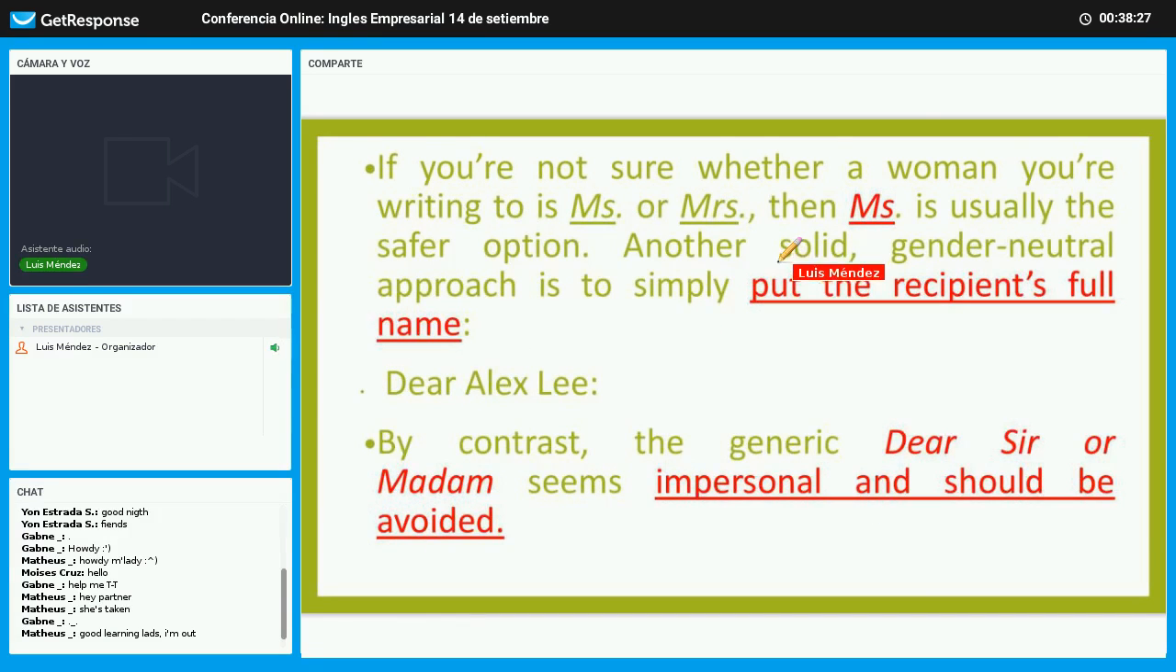Once again, about the girls: when we're talking about women and we don't know their marital status, whether they're married, single, divorced, or widowed, we have to just put Miss or the full name to avoid problems. Do not put sir or madam. Let's remember that. Do not write sir or madam. This is not appropriate. This could be rude, and this is not what we want. This is not our objective.